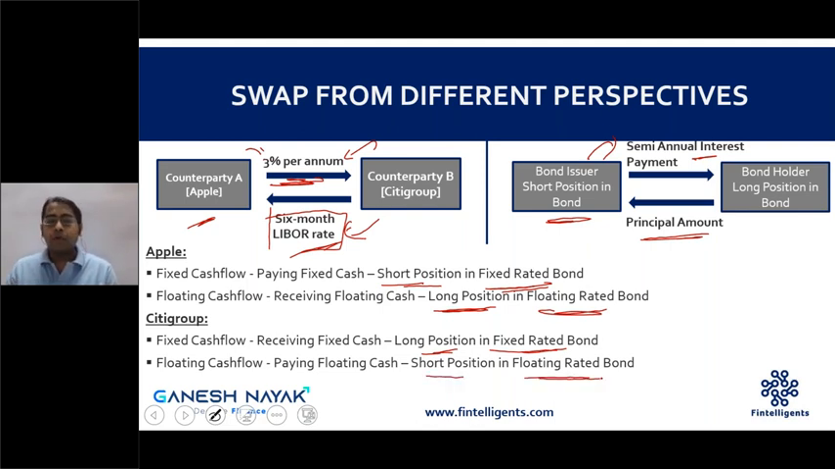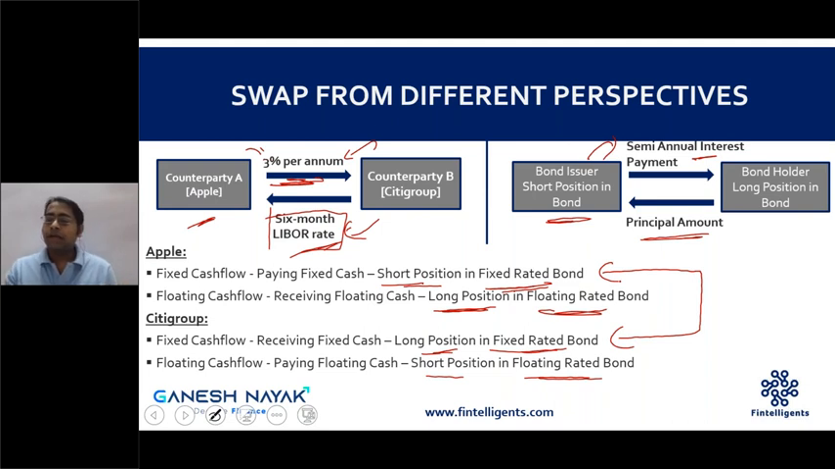Now let me connect both the examples together. We can connect these two parts. When we look at the first leg, that is 3% per annum, Apple is actually paying it to Citigroup. That means Apple is in a short position in a 3% per annum fixed rated bond, and Citigroup is in a long position in a 3% per annum bond, that leg side.